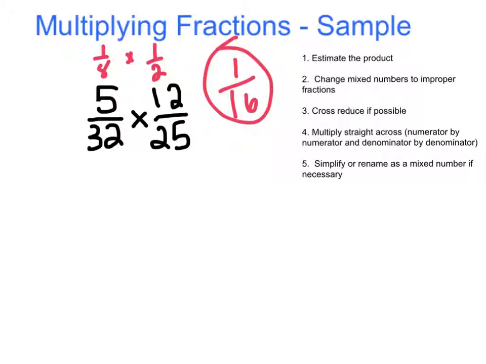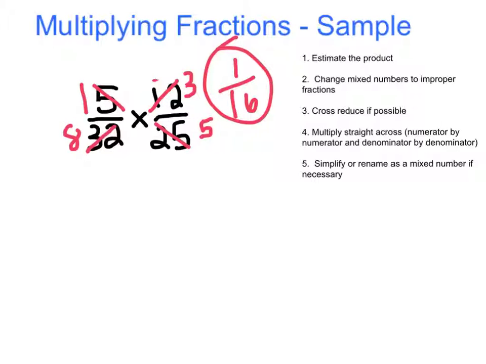And then I want to go through my next steps here. There are no mixed numbers to change to improper fractions, so I'm going to skip that step and go to cross-reducing. To cross-reduce, I look at a numerator and denominator. So I look at 5 and 25 here. 5 goes into 5 one time, and it goes into 25 5 times. I look at 32 and 12. 12 doesn't divide into 32, but 4 will go into 12 and 32. 4 goes into 12 3 times, and 4 goes into 32 8 times.